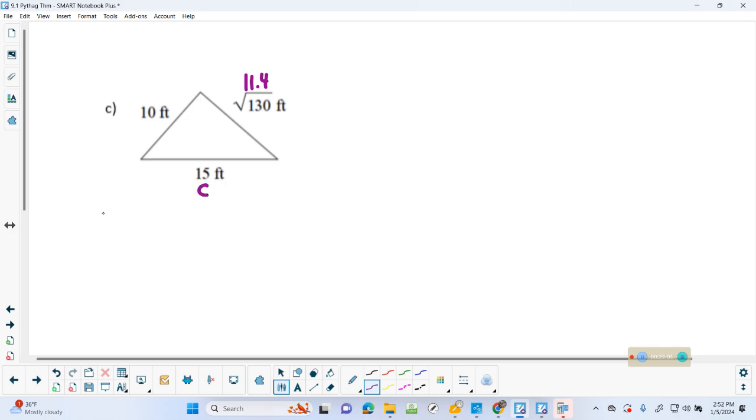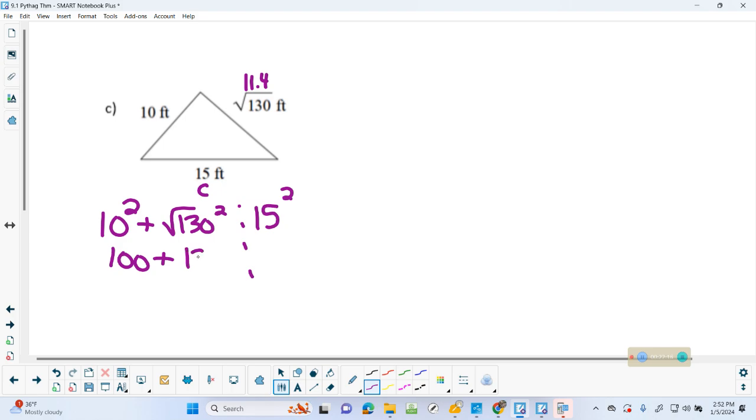Our biggest side, 15. Let's see how that compares to 15 squared. All right, 10 squared, you know it. Square root, we talked about it earlier, of course, cancels. Probably need your calculator for 15 squared. I don't expect you to know that. What's 15 squared? 225.